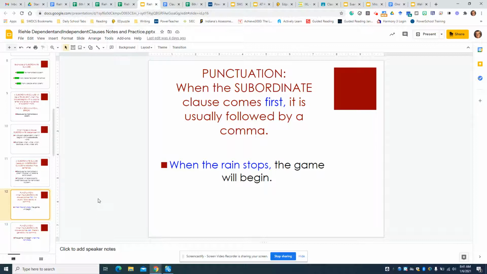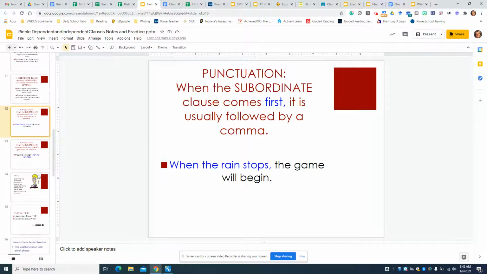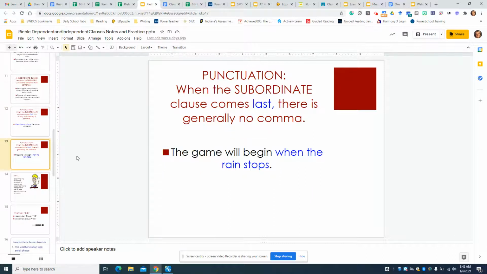Notice that when a subordinate clause comes first, it is usually followed by a comma. When the rain stops, the game will begin. When the rain stops is a subordinate clause, so it begins the sentence, so it is followed by a comma. And then when the subordinate clause comes last, there is generally no comma. The game will begin when the rain stops.